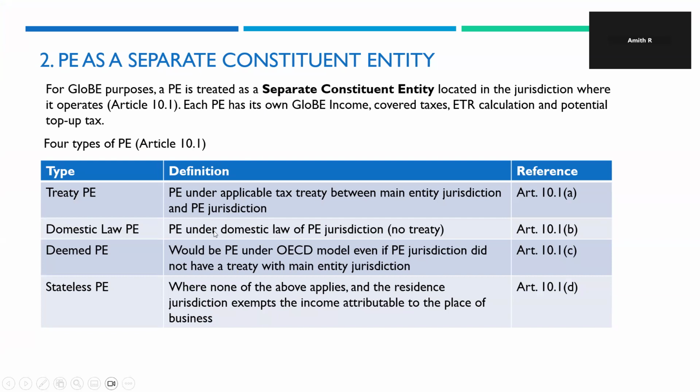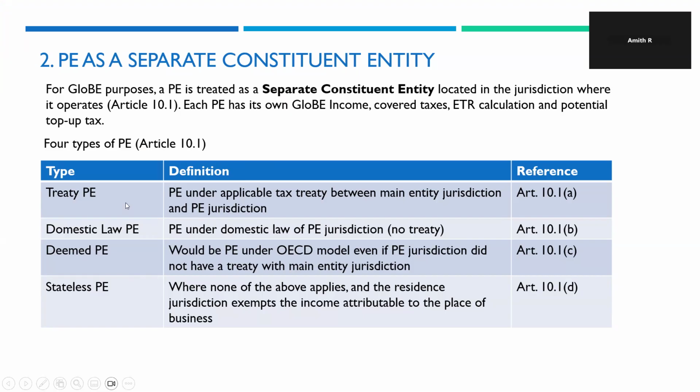Then there is the stateless PE. When none of the above applies, it's called a stateless PE. This would be more useful elsewhere, not now, but I'm keeping it here so that we understand. Did you understand the four types of PE? Any doubts there?